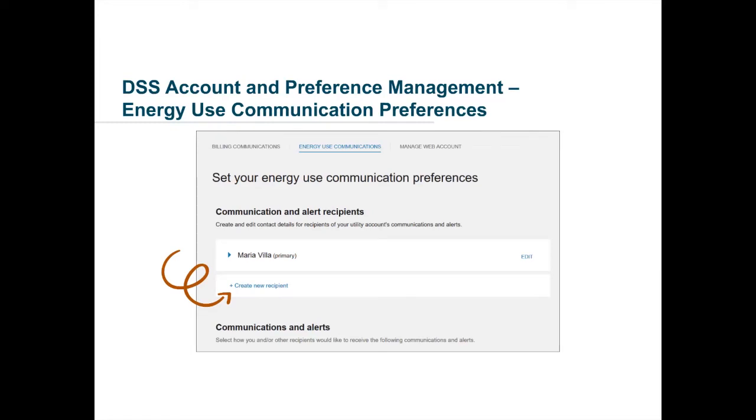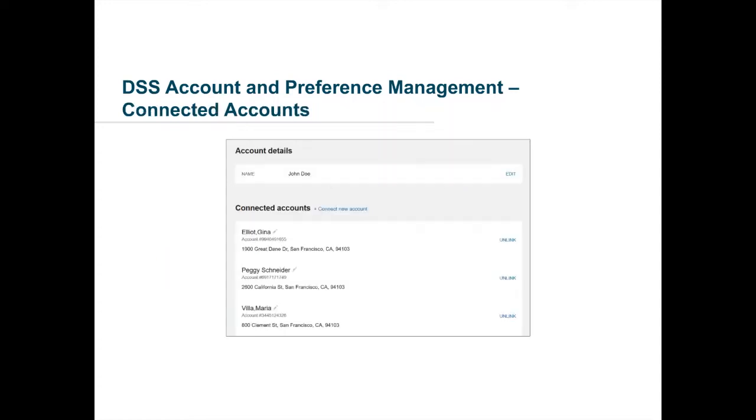On the Energy Use Communications tab, customers can set up contact details for additional recipients. Energy Use Communications can be used to subscribe to O-Power communications such as Email Home Energy Report, weekly energy breakdown emails, or high bill alert emails.